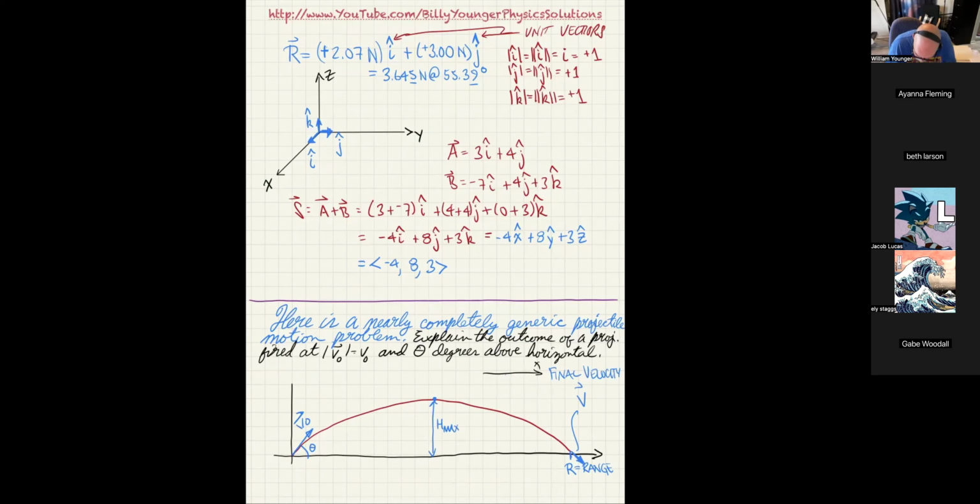Okay. What I'm saying is this angle right here is going to be the angle phi. And the magnitude would just be V equals question mark. Okay. So that's the actual projectile motion we're trying to solve.